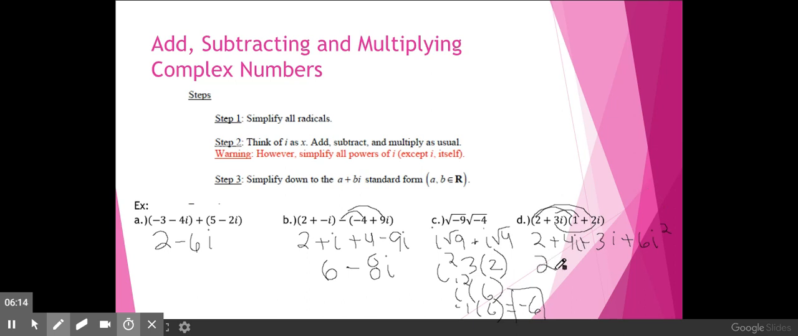So we get 2 plus, we can combine these like terms, 7i plus 6 times -1. Now to simplify further, 6 times -1 is -6. And now we can combine 2 minus 6. We get -4 plus 7i. And real part comes first, imaginary comes second.